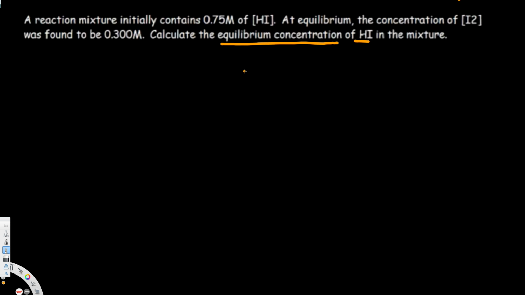So in order to find this one, we have to create an ICE table, right? But before we do that, we have to create the balanced equation. So the equation that is related to these molecules is this one: HI gives us H2 gas and I2 gas, right? Now to balance this equation, we just have to put 2 in front of HI, right? Here we have 2 hydrogen, 2 iodine, and 2 iodine. Now let's go ahead and create the ICE table.